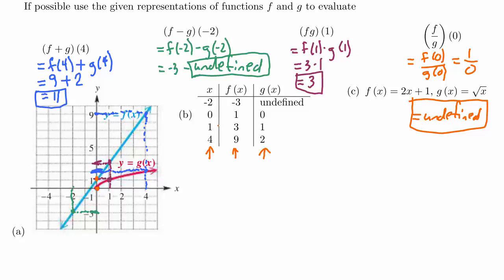And then f divided by g of 0. Here's 0, the f value is 1. Here's 0, the g value is 0. So it's 1 divided by 0, which is undefined. And the same thing will happen with C, it's just that it's the function actually. And that's all.